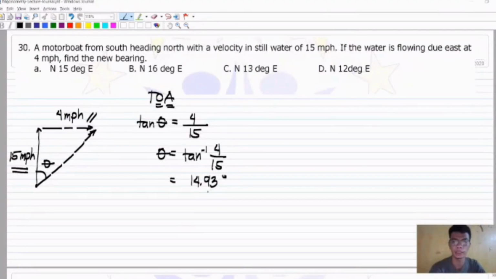And paano natin nilalagay yung north, south, east, west? So kung ano ang mauna, ibig sabihin doon manggagaling ang angle. So ang angle natin is nanggaling from the north side. Ito, papunta siya dito kay east side. Kaya the answer will be N15E. Letter A.